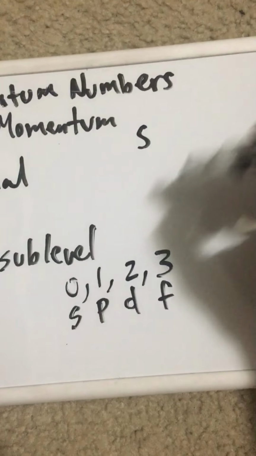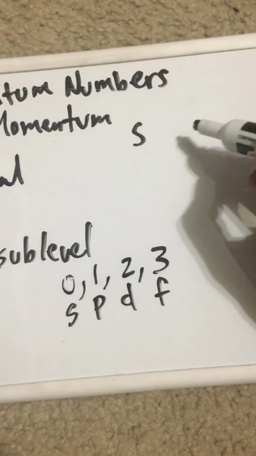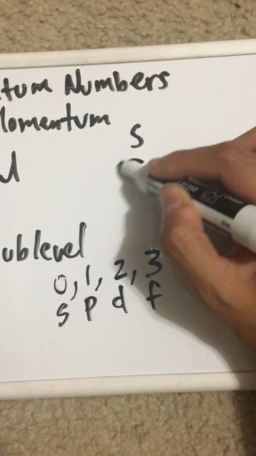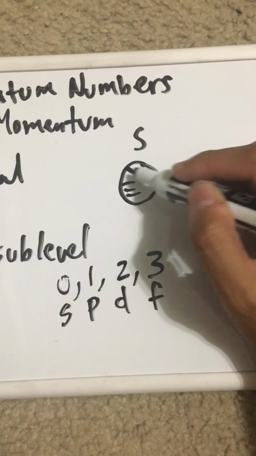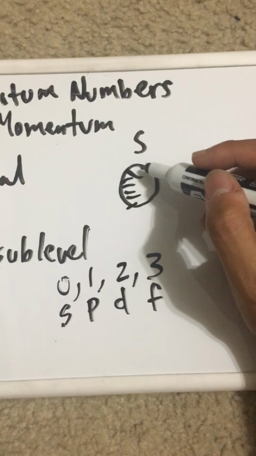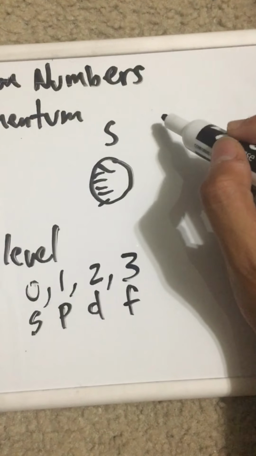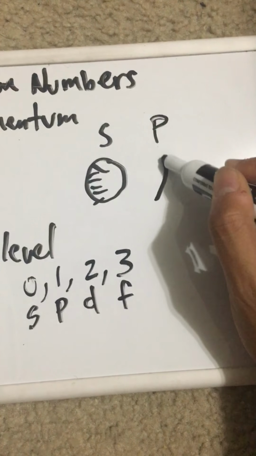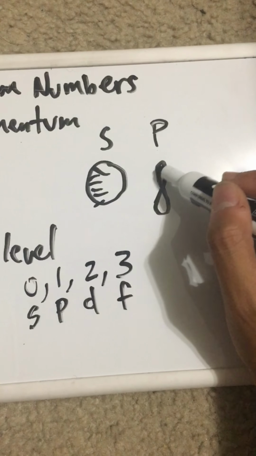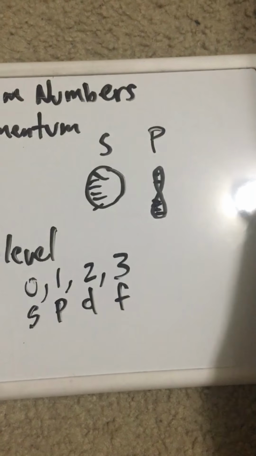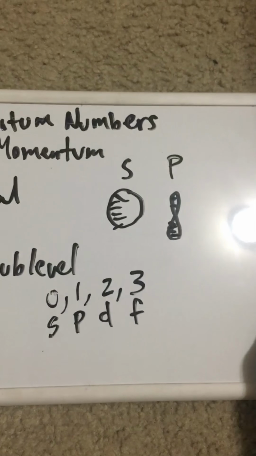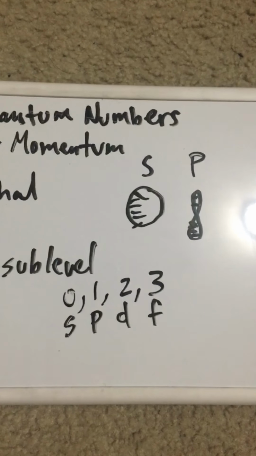The S, I'll only show you the S and the P orbital shapes. The S looks like this. It looks like a sphere. And note that these are 3D models that I'm trying to draw. The P looks like this. And it's just like that. Some teachers may call it like a dumbbell.